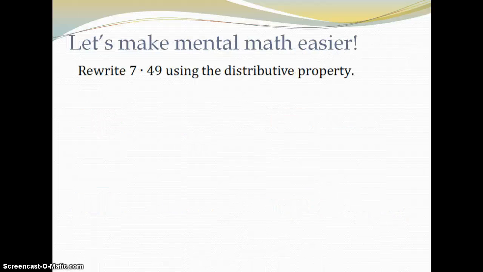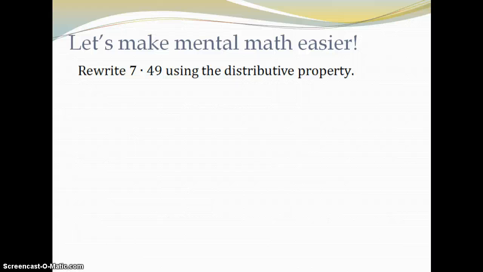So distribution can make mental math easier. I know sometimes we'll be in the grocery store or at work or wherever it may be, and we'll get something like 7 times 49, and the majority of us don't know what 7 times 49 is off the top of our head. However, if we can rewrite this problem using the distributive property, it becomes a little bit easier to do mental math.